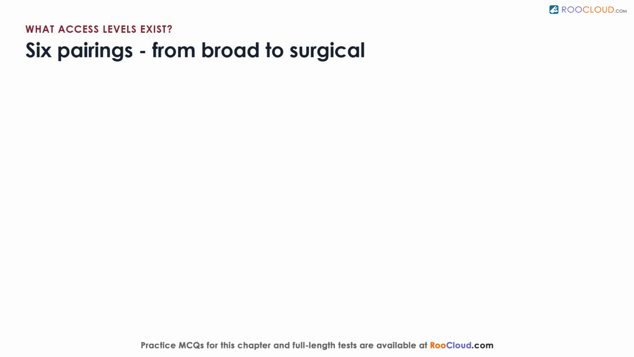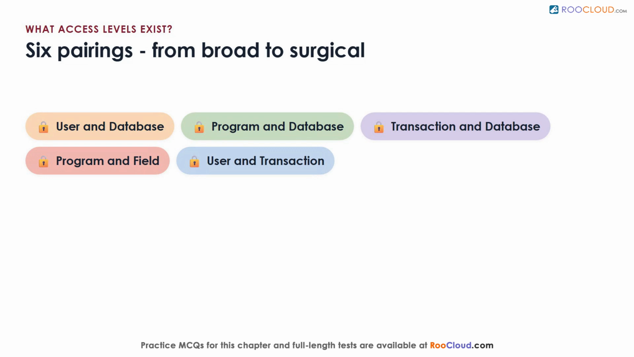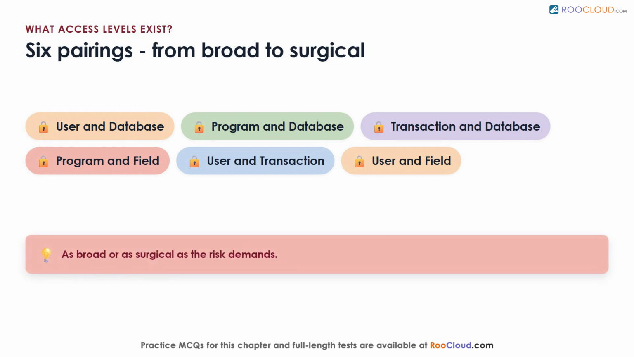How tightly can you control who reaches the data? Very tightly, at many levels. You can control access between a user and the database, between a program and the database, between a transaction and the database, between a program and a single data field, between a user and a transaction, and between a user and a single field. So you can be as broad or as surgical as the risk demands.